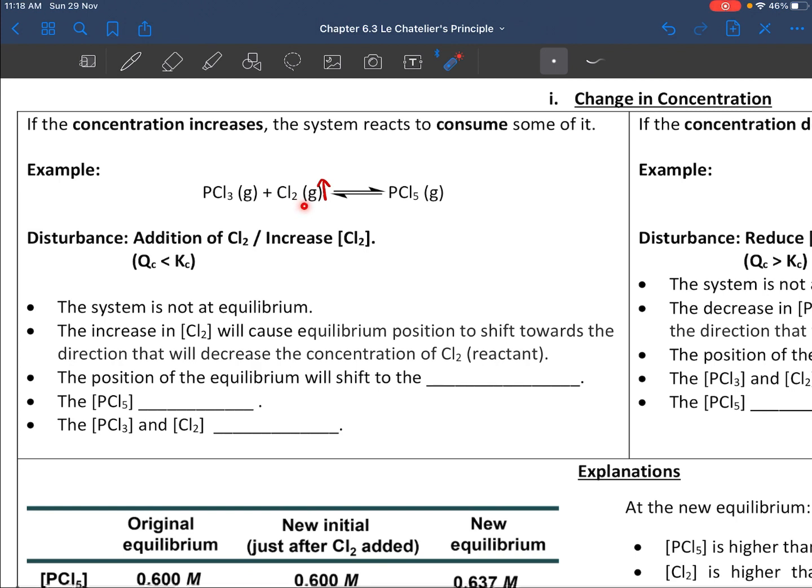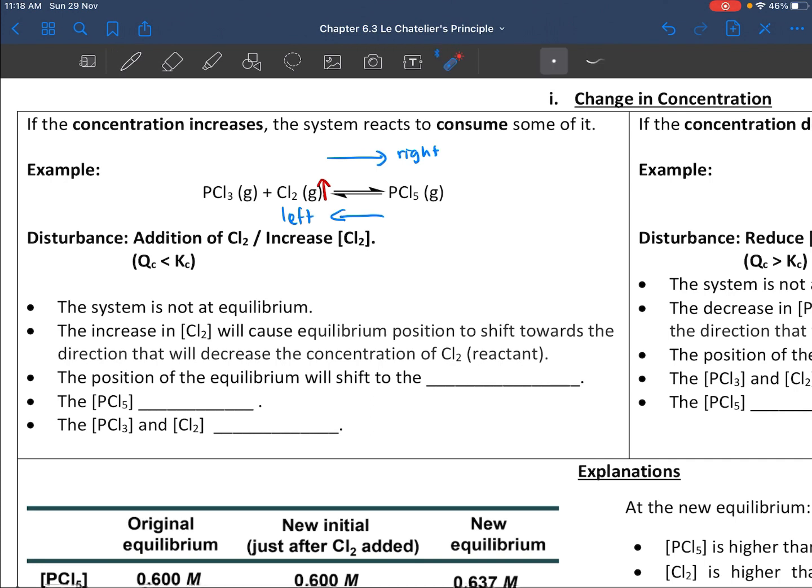So sistem ni kena capai balik equilibrium dengan cara reducekan kesan gangguan ni. Sekarang saya increasekan concentration Cl2, that means sistem ni kena cuba decreasekan balik concentration of Cl2. Kamu fikir logik, nak kurangkan concentration of Cl2, kita nak shift to the right or shift to the left? Ini saya tulis, kalau ke sini right, atau yang ke belakang adalah left. So kita fikir logik.